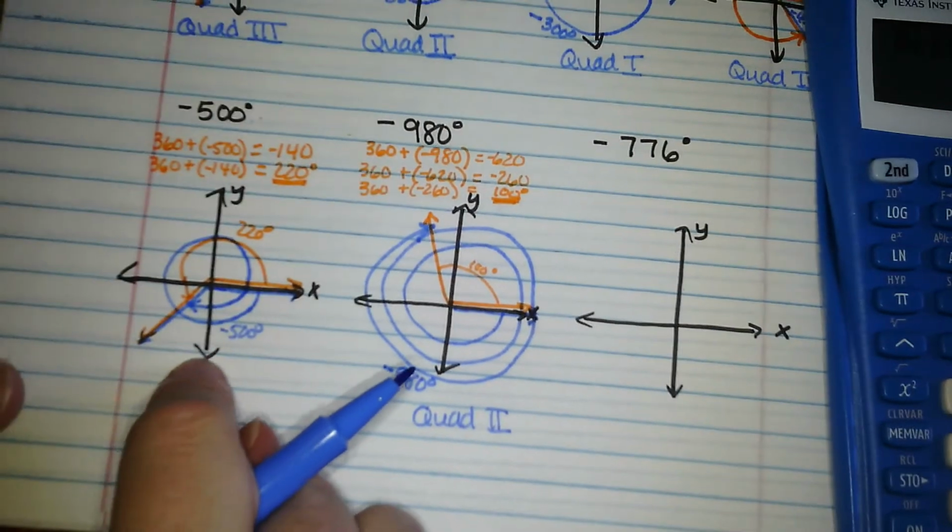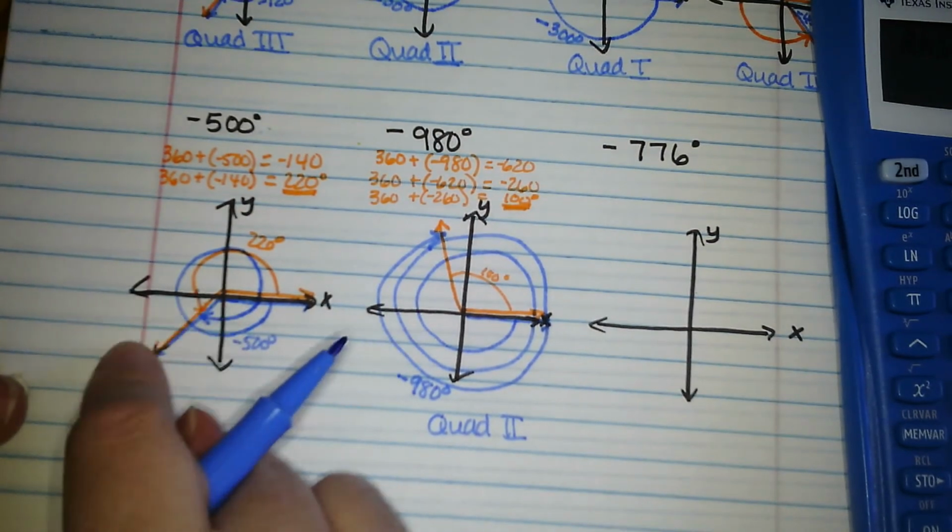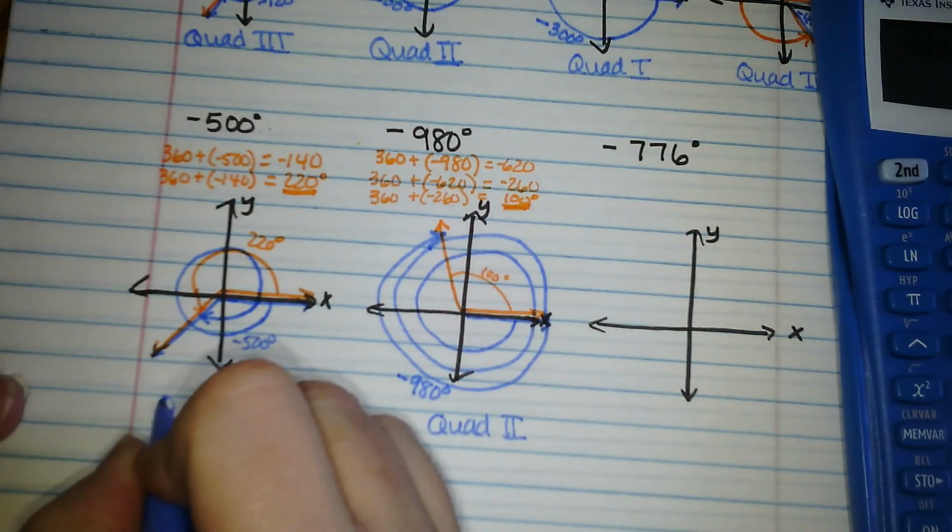Again, this is a quadrant 2 angle. This one over here, I forgot to write. This one is a quadrant 3 angle because it stops in the bottom left. This is quadrant 3.